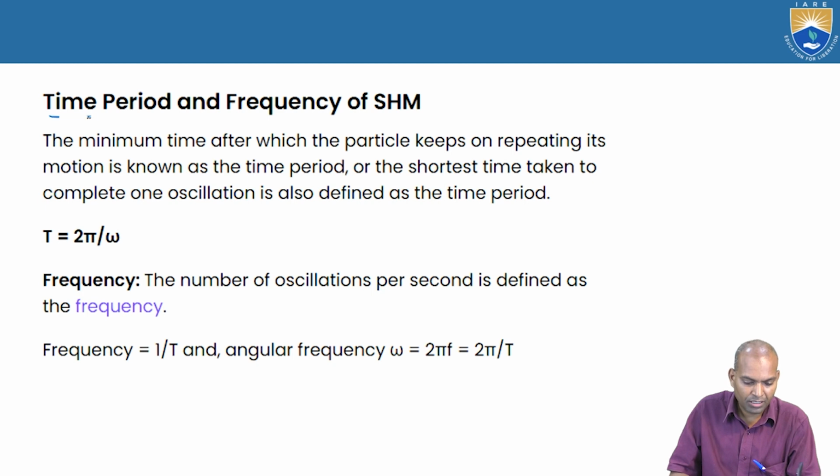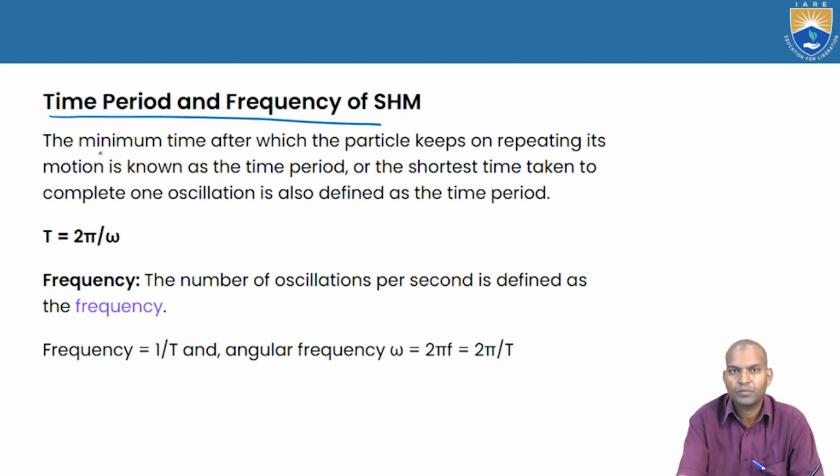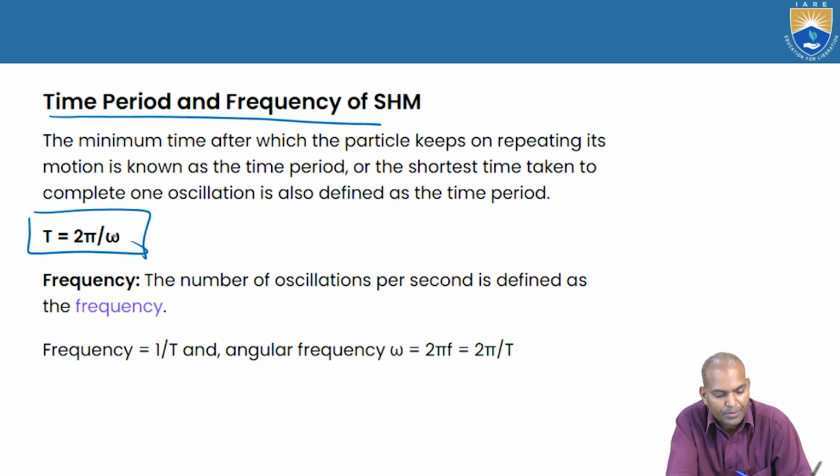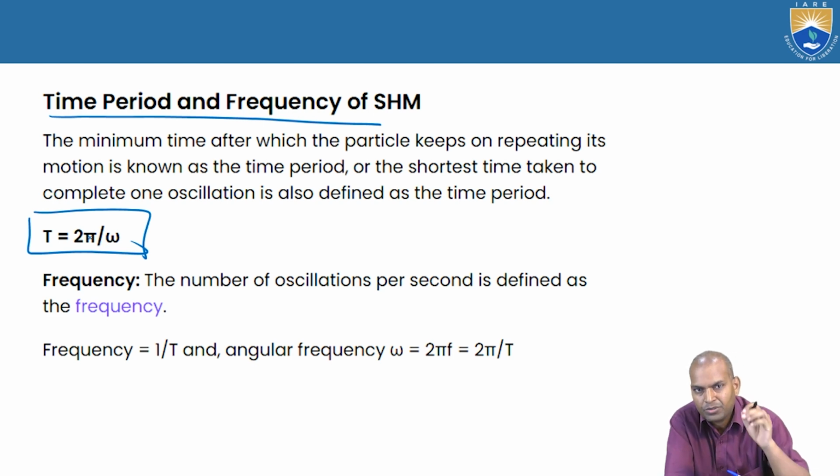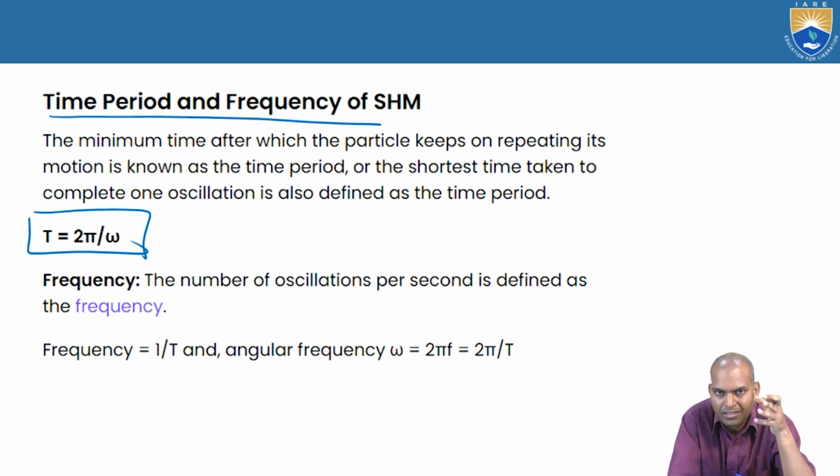Now, as I mentioned here, time period and frequency of simple harmonic motion. What is the time period here? Mathematically it is presented as T equal to 2 pi by omega. What does time period mean? The time taken for completing one oscillation is known as the time period.